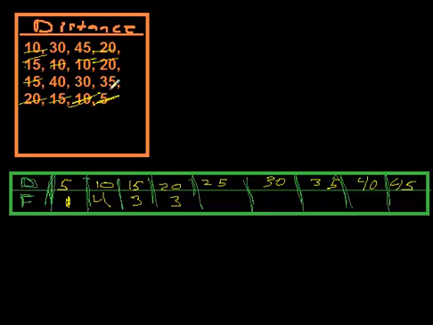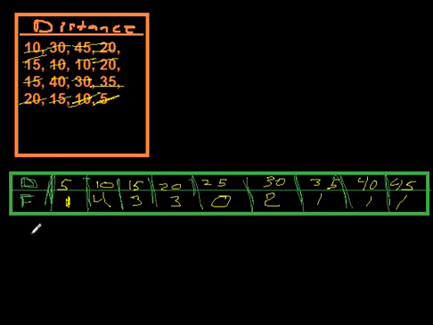And then for 25, doesn't look like there's any 25s, so I'm going to say, hey, 0. And then for 30s, it looks like I got 1 and 2. Let's say 2. And then for 35, I have 1. For 40, I also have 1. And for 45, I only have 1. And then I'm done with all my numbers.